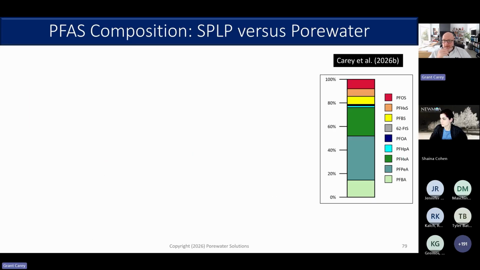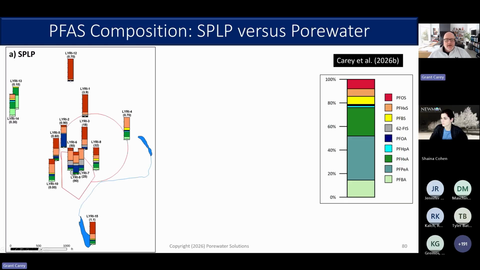And just to show you another difference that we see, which was kind of cool, was using the stacked bars to show us, we can see the carboxylates on the bottom. 6,2 FTS is gray, and the red is PFAS. The dark blue is PFOA. And when we plot the SPLP composition stack bars, these are all the lysimeters. These are based on leachate concentrations measured after the SPLP tests for each lysimeter. And you can see there's a lot of red, high PFAS in the SPLPs.